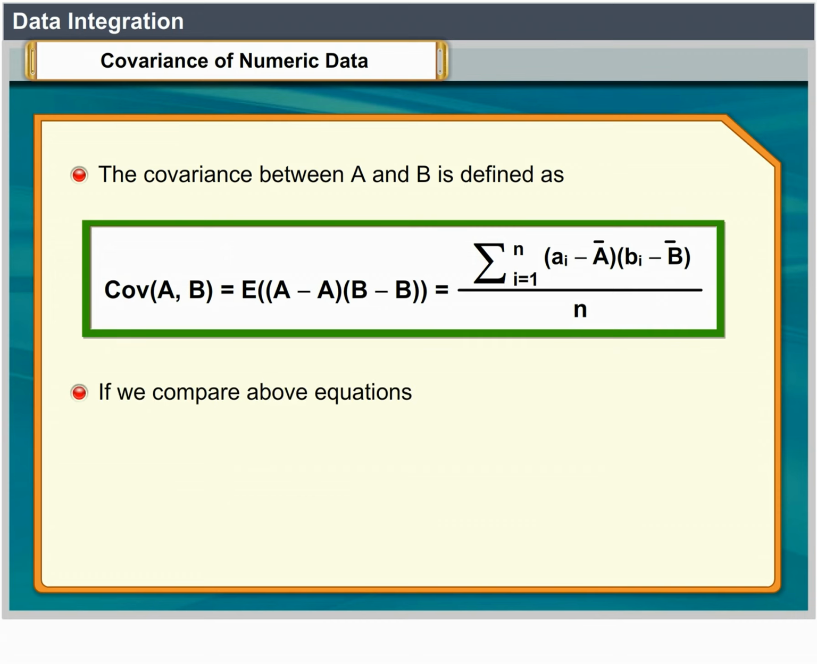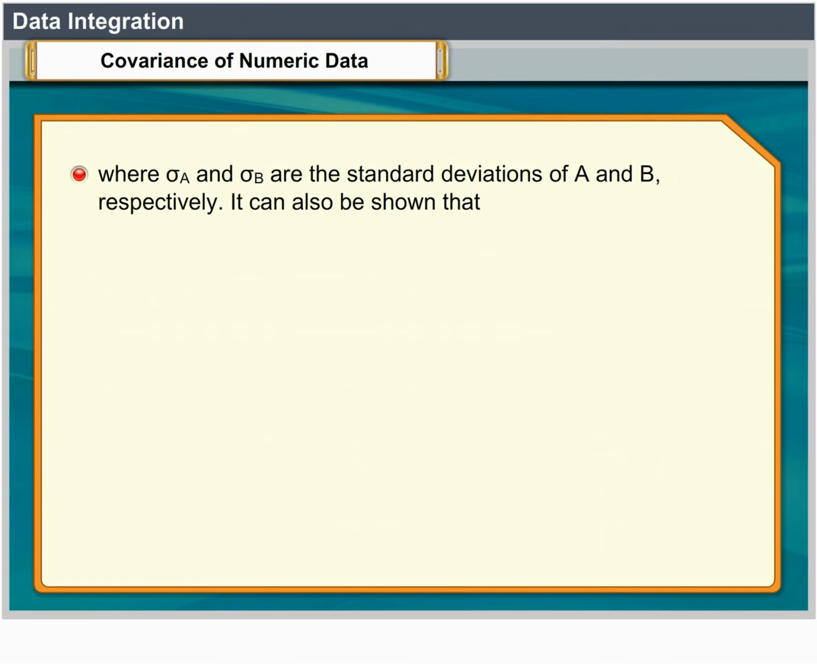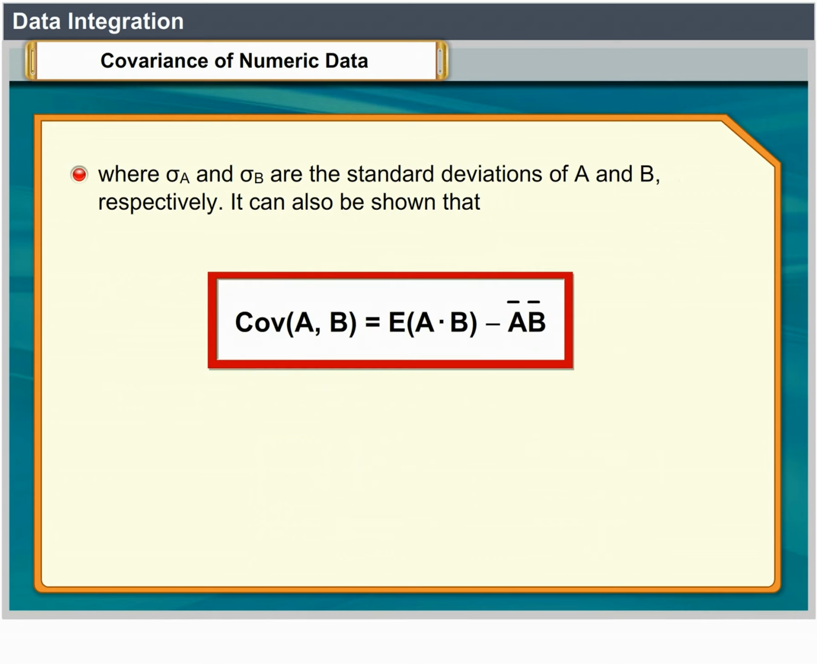If we compare the above equations, r_{A,B} equals covariance of A and B divided by sigma A times sigma B, where sigma A and sigma B are the standard deviations of A and B respectively. It can also be shown that covariance of A and B equals the expected value of A times B minus A bar times B bar. This equation may simplify calculations.